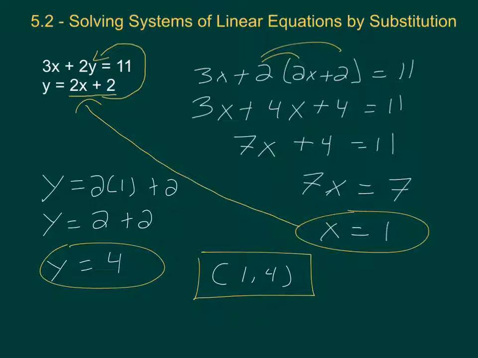Now in order to check that, I would take 1 and 4 and plug them in for x and y into each of my equations. 3 times 1 plus 2 times 4 becomes 3 plus 8, which is indeed 11. And if I put in 4 for y, is that the same as 2 times 1 plus 2? Yes, because that's just 2 plus 2, which is 4. So that's how you check. This is just a system of equations that has one solution. All right, let's see if it's sometimes a little bit trickier. See what else we have to do.